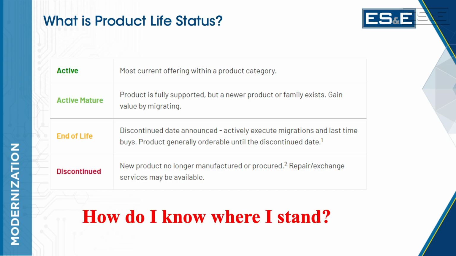Exactly. Once we get to here, guys, that's when we need to start making a plan. When it says we've got about a year or 2, that's when we, as engineers and controls people, want to start making a plan to get that upgraded. How do we know where we stand, right? How do I know what my product is at?